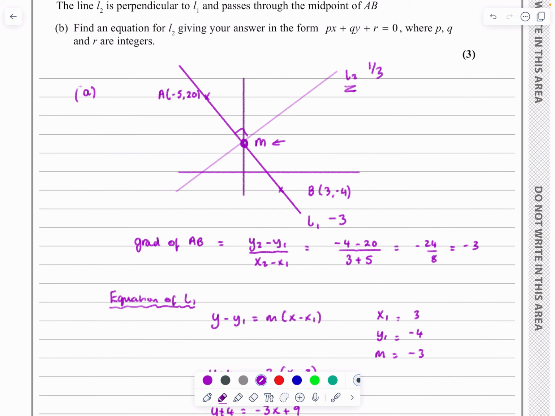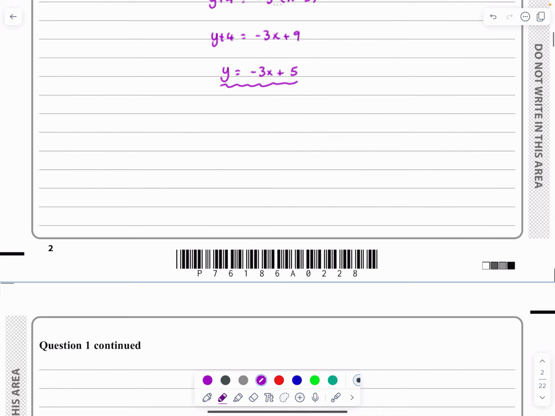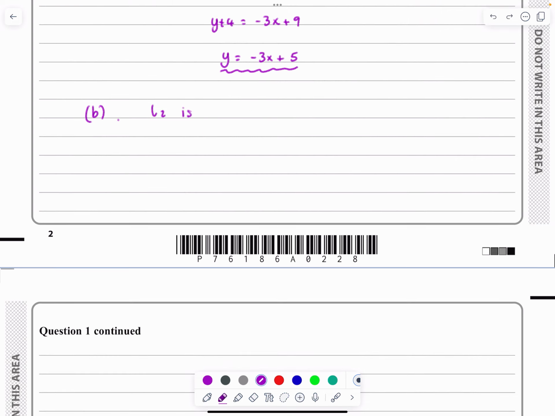I'll show you how to do that in a second, but let's tell the examiner what I'm going to be doing for part B then. So I'm going to say first of all, L2 is perpendicular to L1, therefore the gradient is minus 1 over that gradient, which was minus 3. So in other words, it works out to be a third.